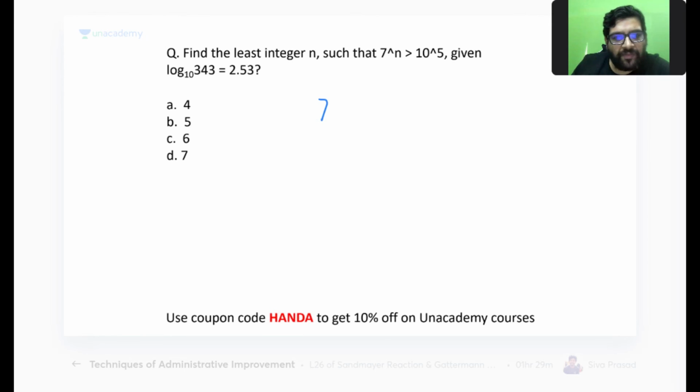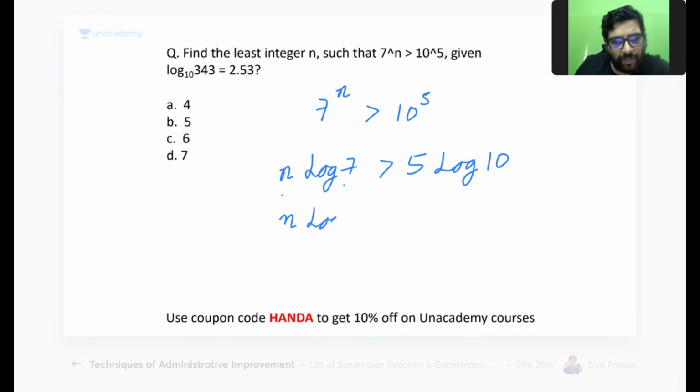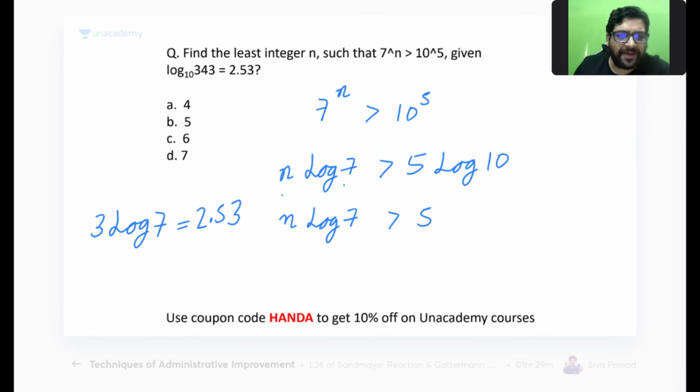So I want 7 to the power n to be greater than 10 to the power 5. So I want n log 7 to be greater than 5 log 10. That means I want n log 7 to be greater than 5. I'm given log of 343. That means I'm given 3 log 7 is 2.53. If 3 log 7 is 2.53, then n log 7 will be greater than 5 when?